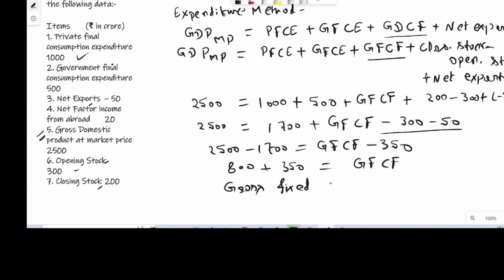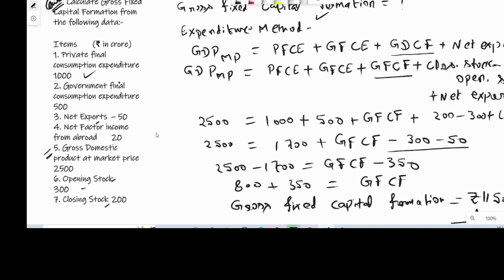So gross fixed capital formation is 1150 crore rupees. That is the answer. That's it. So you can see that simply we can find the components by deciding which method is to be used. So you may note it down in your notebook. In the next video, I'll meet you with the next questions.